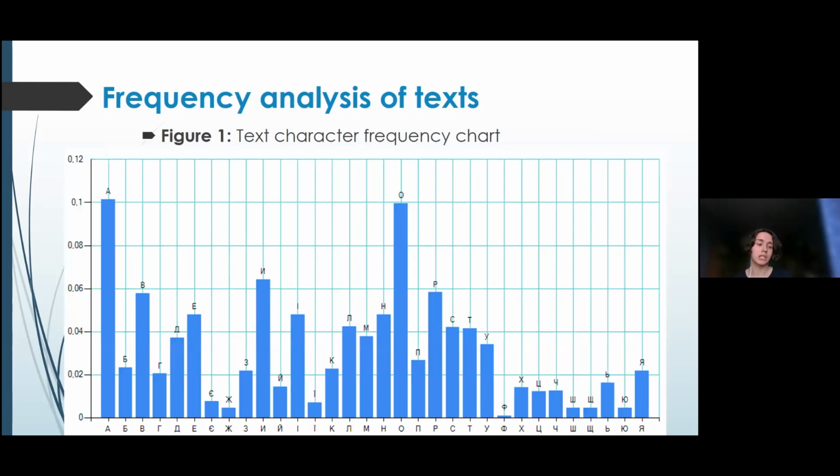And first is frequency analysis, which is one of the most commonly used text analysis methods. As an example, on your screen now, you can see the diagram that represents the frequency analysis of the text written by Taras Shevchenko, Saul. You can see the frequency of each letter of the Ukrainian alphabet that we meet in this text.